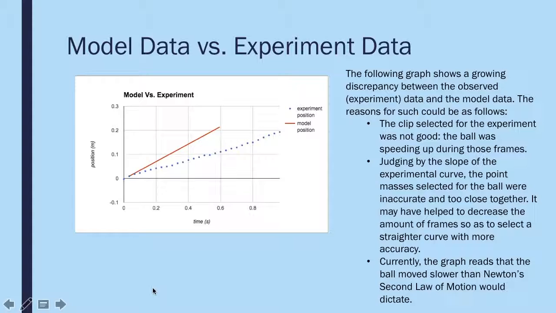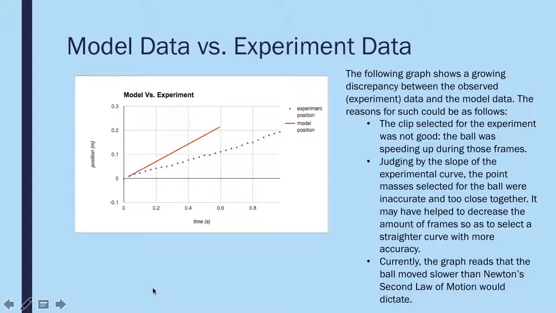So my model data versus experiment data surprised me because it was staunchly different. As you can see, there's a growing discrepancy between the observed and the model data. There are a number of reasons why this could have happened. The clip that I selected for the experiment might not have been the best clip to use. The ball could have been speeding up during those frames, or slowing down, excuse me.